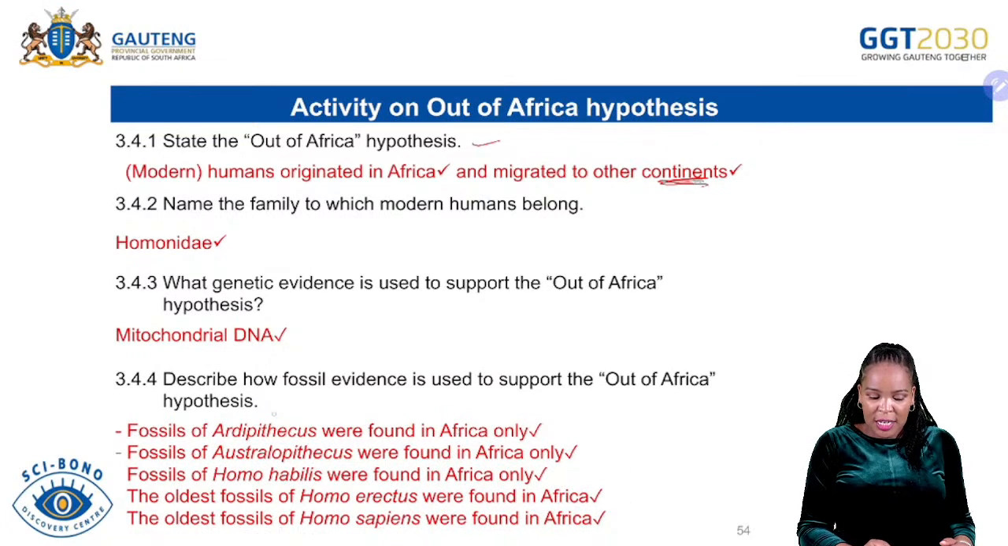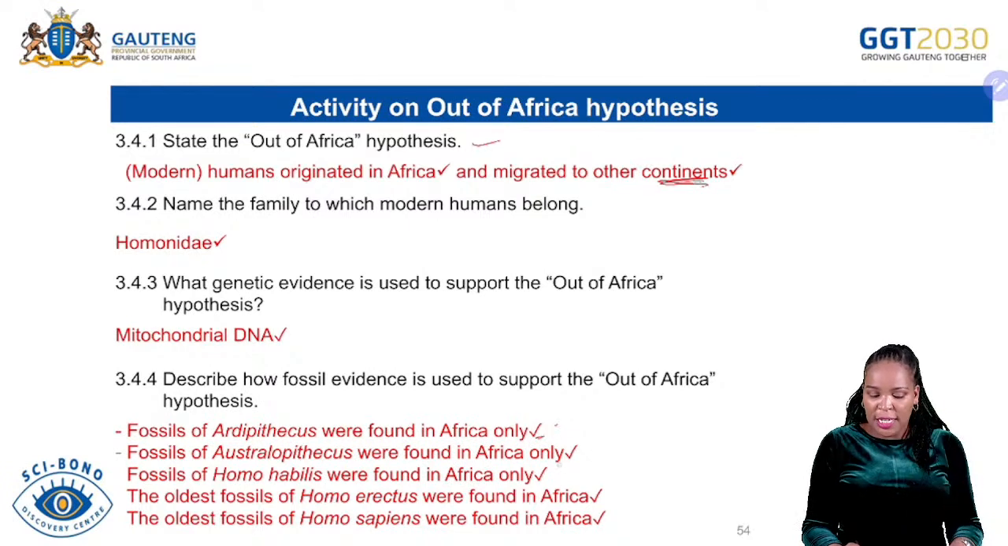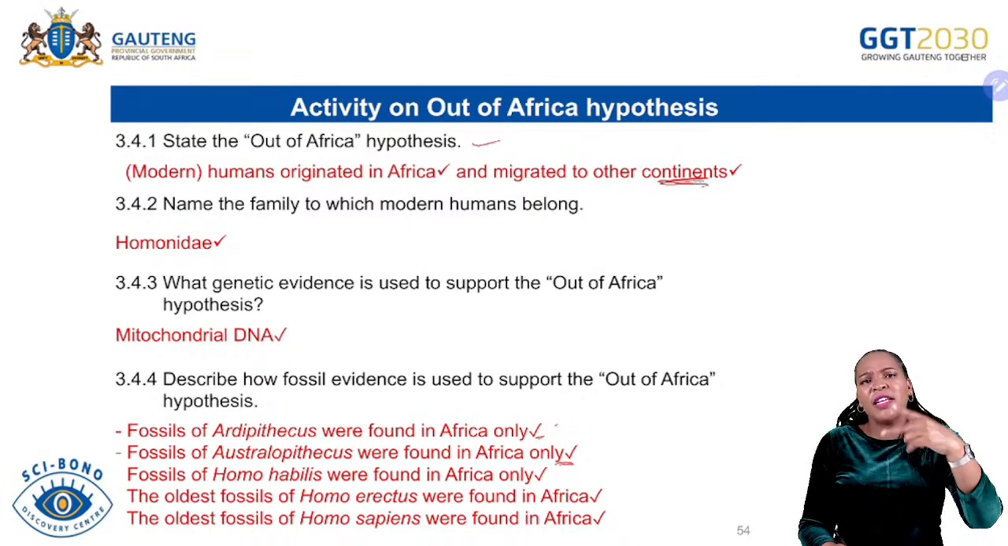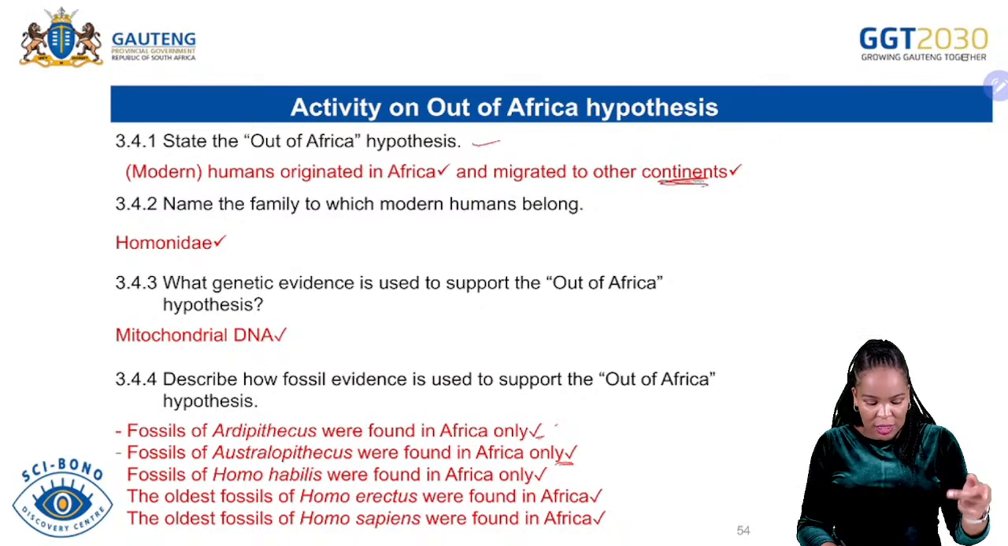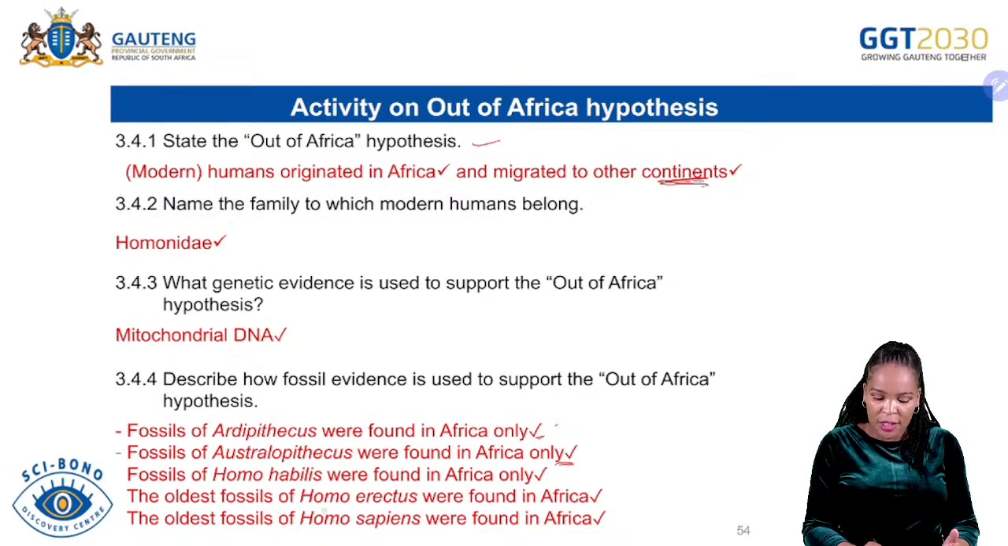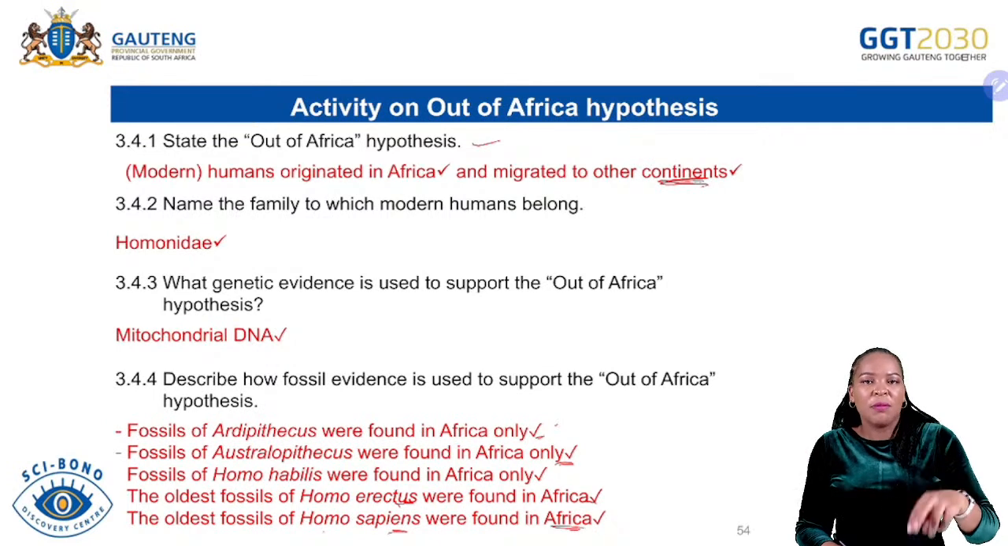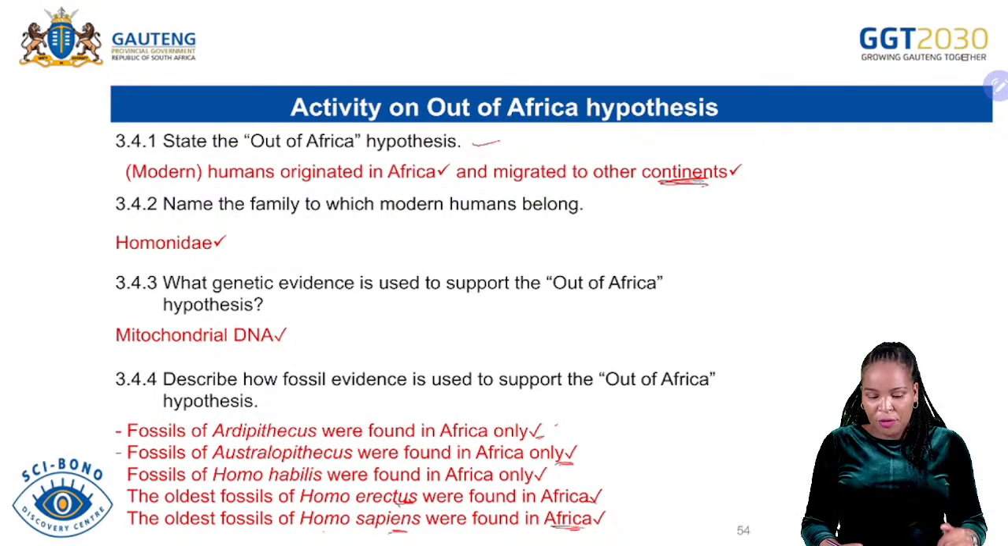Describe how fossil evidence is used to support the out of Africa hypothesis. This is how you are going to answer. You will say your Ardipithecus were found in Africa only. Your Australopithecines or Australopithecus were found in Africa only. So you must just remember the first are the 2 onlys. Then the other ones are the oldest. This is where now you talk about the oldest. The fossils of Homo habilis were found in Africa only. Then the oldest fossil of Homo erectus were found in Africa. Then the oldest fossil of Homo sapiens were found in Africa. So if you can just remember those 4, you will be ready for your exam.